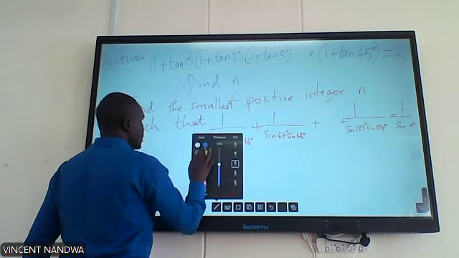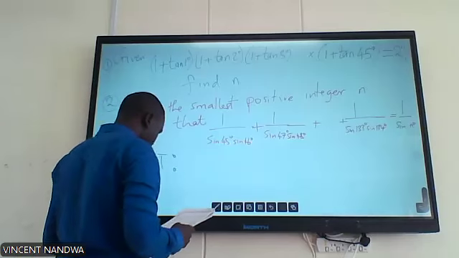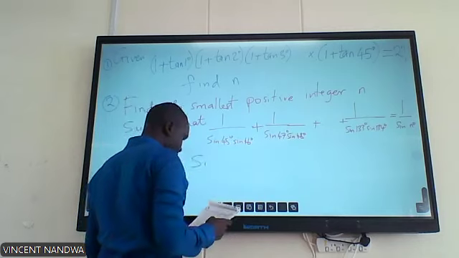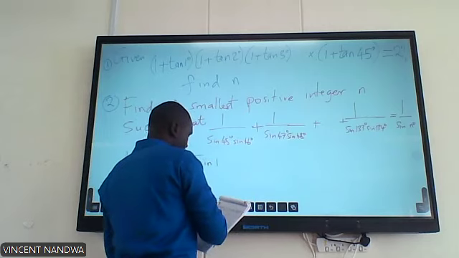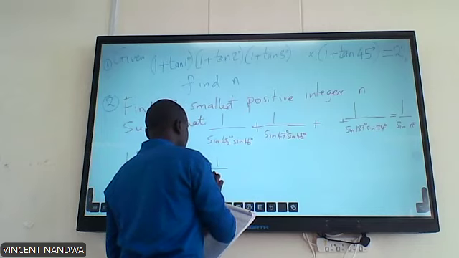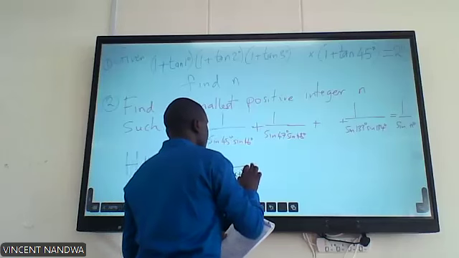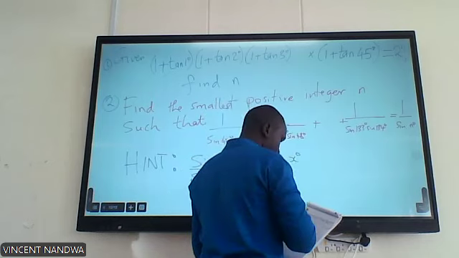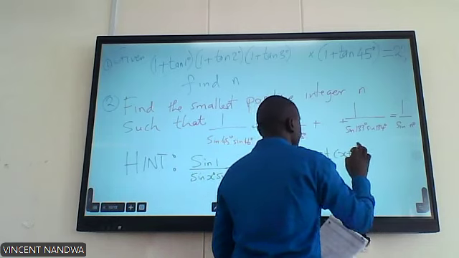Let me give you a hint on this. 1 over sine of x multiplied by sine of x plus 1 is the same as cot x degrees minus cot x minus 1 degrees.